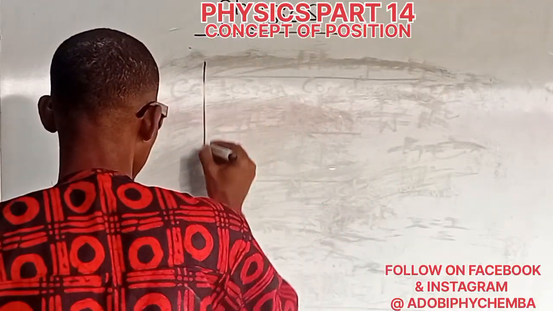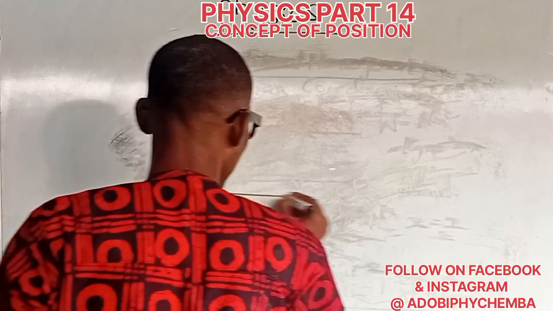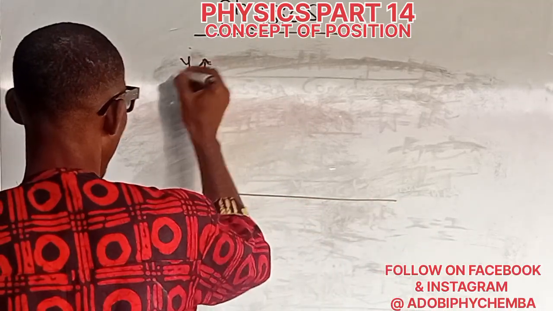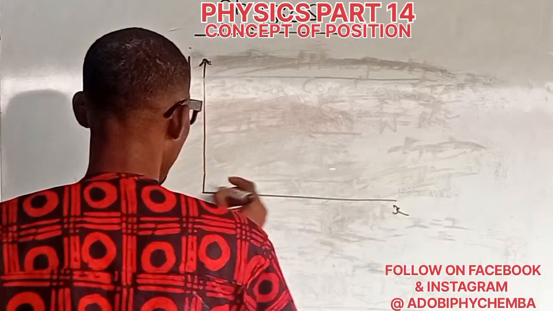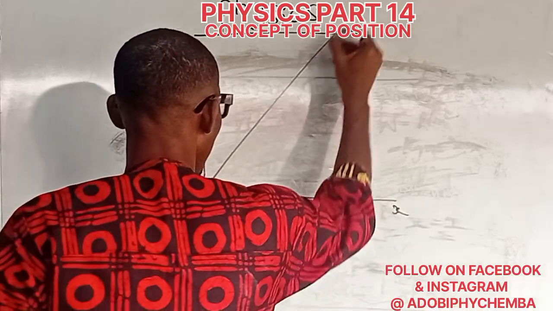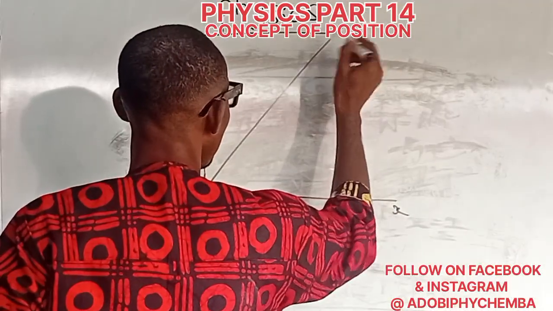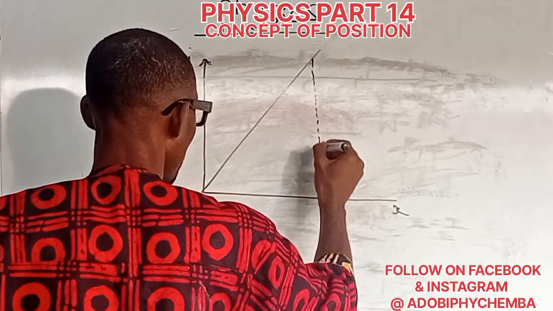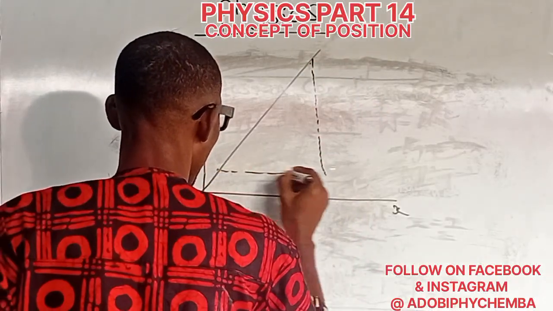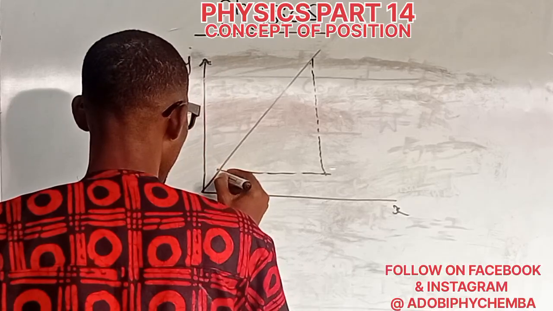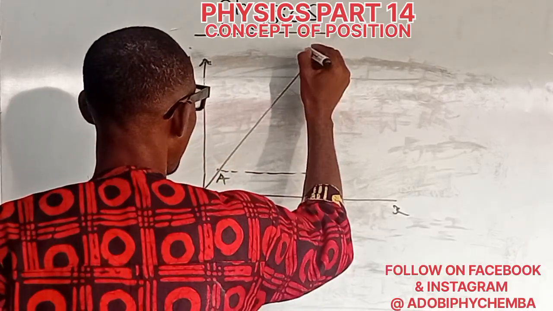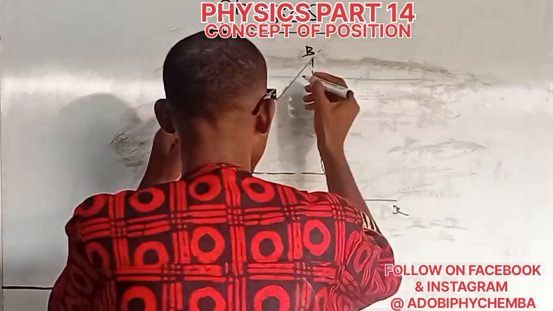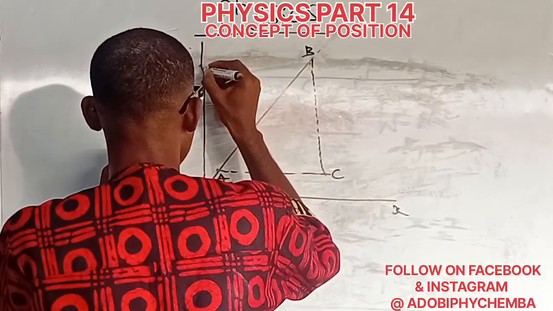So let's say you have something like this. This will represent your y, and this is your x. Take notes: here is your point A, this part here is your point B, and automatically, this is your point C. Are you with me? Therefore, there is a relationship.